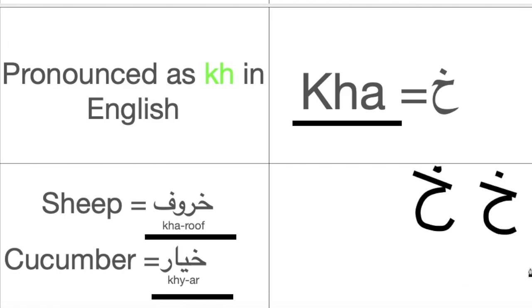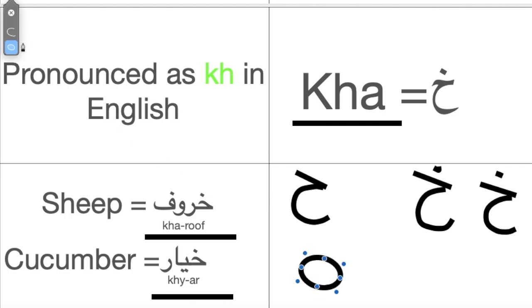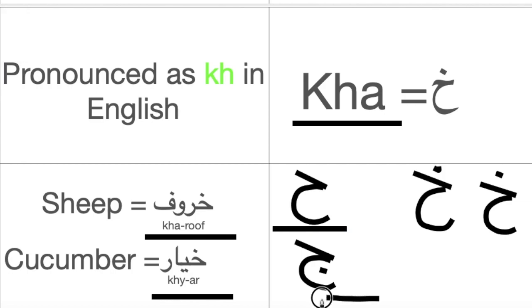So to review, the previous two letters are ha, a C with a little line here. Ha doesn't have any dots in it. Gim has a dot inside it. So this is ha. This is gim. This is kha.